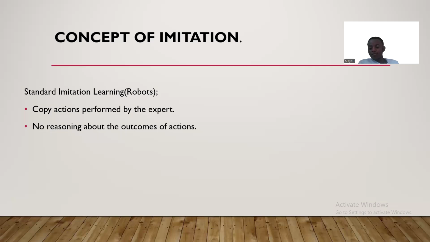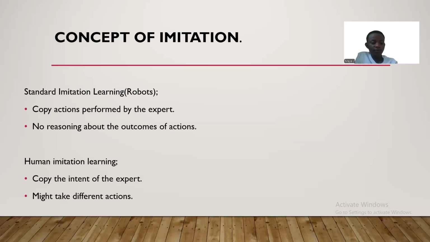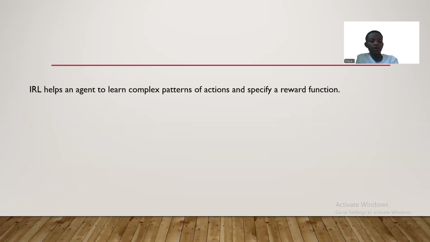But for inverse reinforcement learning, it goes beyond the concept of imitation because we find out about the outcomes of actions. In inverse reinforcement learning, as we said here, we copy the intent of the experts and take different actions. So inverse reinforcement learning helps an agent to learn complex patterns of actions and specify a reward function.